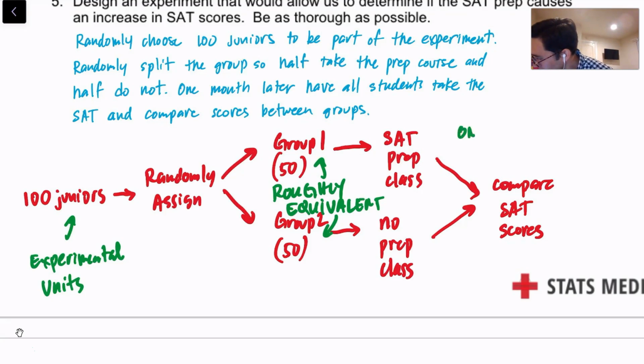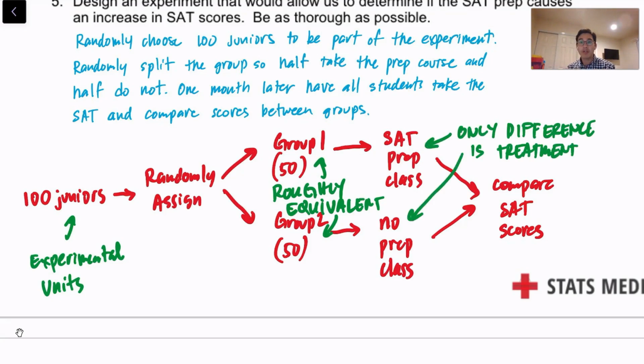Let's write it over here. Okay. So there should be nothing else different about these groups except for the fact that one got the treatment and one didn't. So then when we compare the scores at the end, we know there's only one variable that was different between the two groups, which was the SAT prep class. Okay, so that could be the only logical reason for why the SAT scores differed, right?